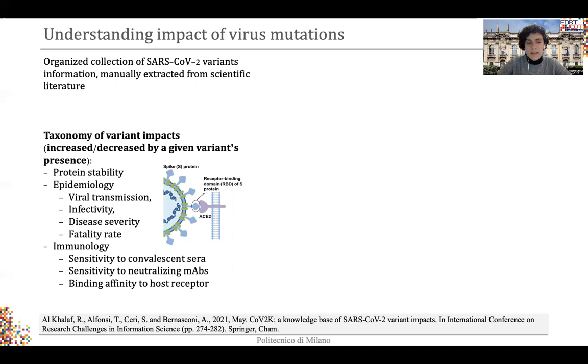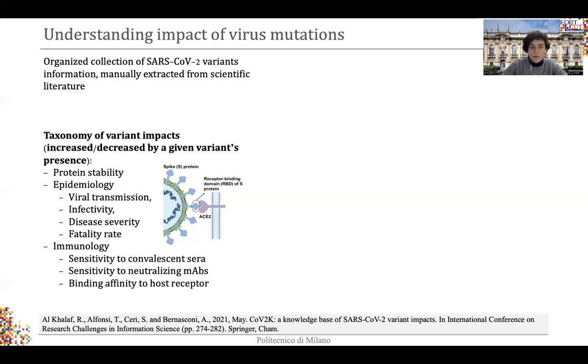We have also other aspects that have to do with immunology, such as the sensitivity to convalescent sera, so the sensitivity of the virus to treatments in the host, using the serum of people that have already passed the COVID-19 disease, or the monoclonal antibodies, or now we could add the sensitivity to existing vaccines. Or yet again, the binding affinity to the host receptor.